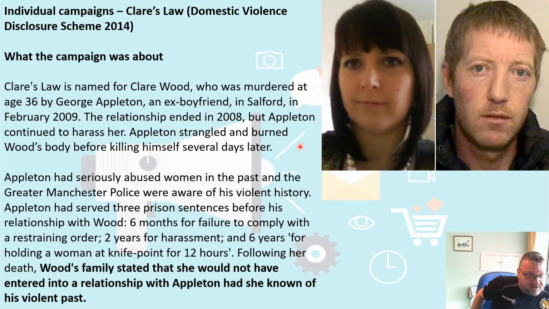Now, Appleton had seriously abused women in the past, and the Greater Manchester Police were aware of his violent history. He'd served 3 prison sentences before he even went out with Wood, so he had 6 months for failure to comply with a restraining order, 2 years for harassment, and 6 years for holding a woman at knife point for 12 hours. Now, following Claire Wood's death, her family stated she would not have entered into the relationship with Appleton had she known of his violent past.